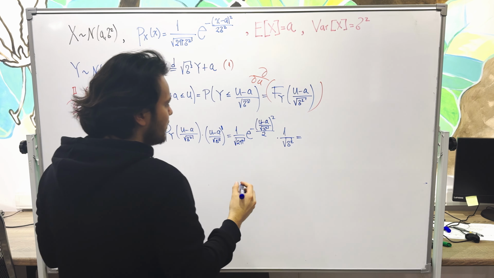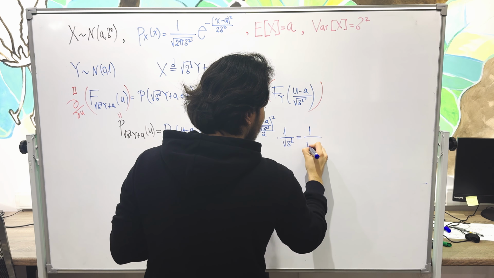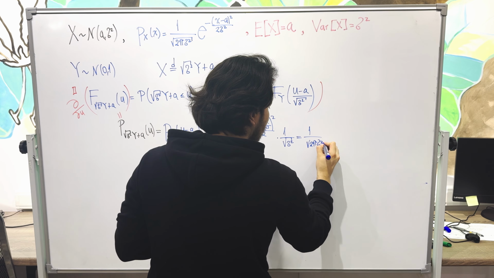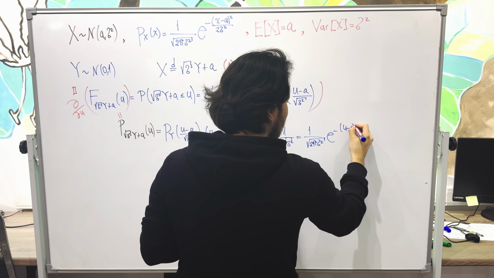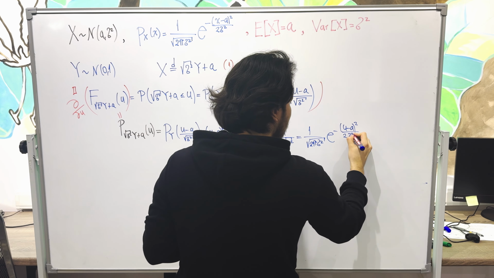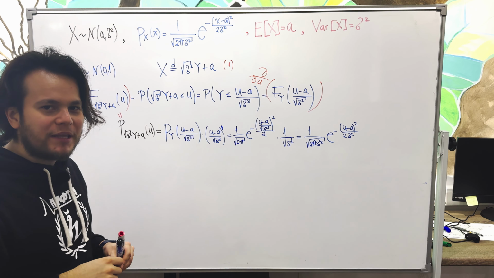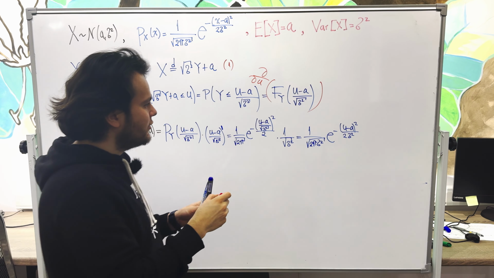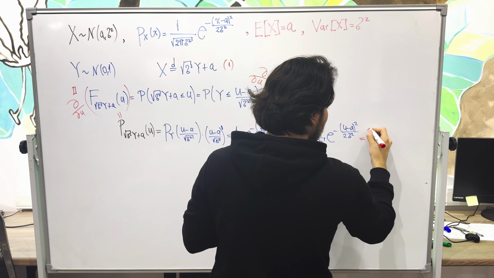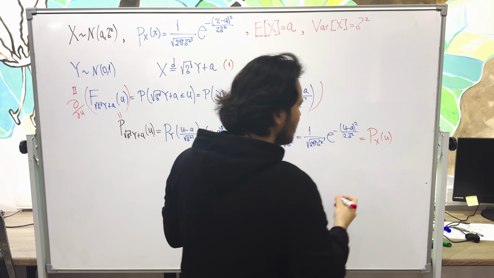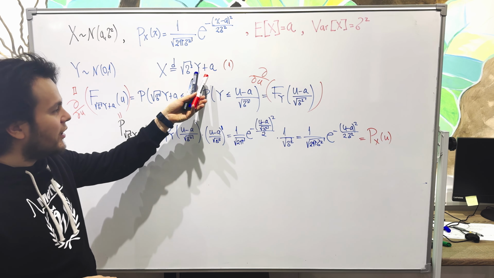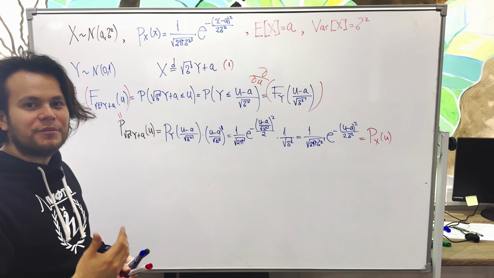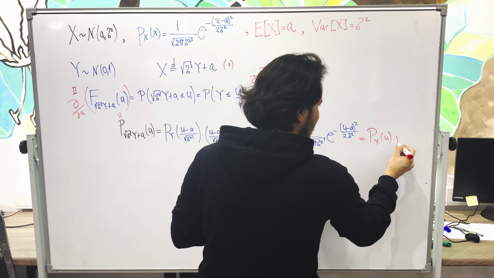And I can write this in the following way, so this will be 1 divided by the square root of 2 pi sigma squared times e to the minus (u minus a) squared divided by 2 times sigma squared. And this is exactly the PDF of x. So this is equal to the PDF of x at the point u. So we have proven that x and this random variable have exactly the same distribution.